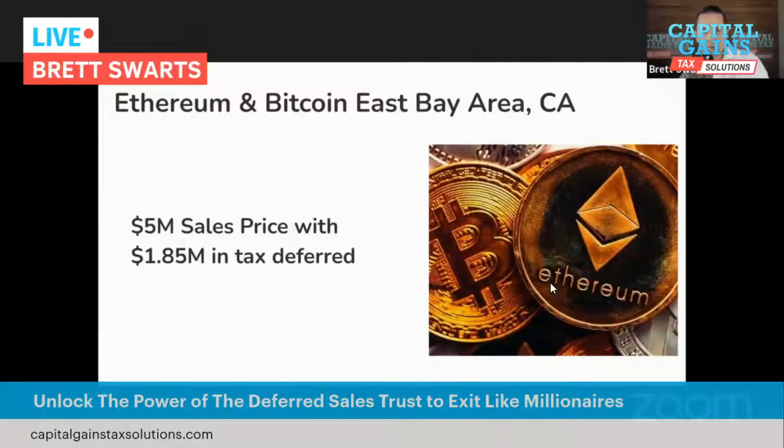We did an Ethereum and Bitcoin case out of the East Bay. This client exited $5 million out of $50 million of Bitcoin when Bitcoin was at $54,000 a coin. Their basis was somewhere around $50,000. And so we were able to defer about $1.85 million of tax. She was ecstatic, able to retire from the big tech company and also to start her own tech company using an educational platform online, kind of like a Khan Academy. And the majority of these funds are used to do that business. All tax deferred, really cool.